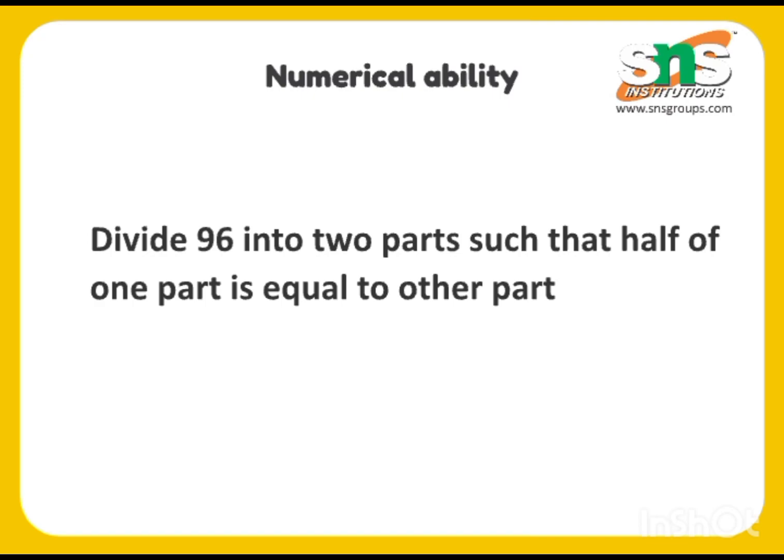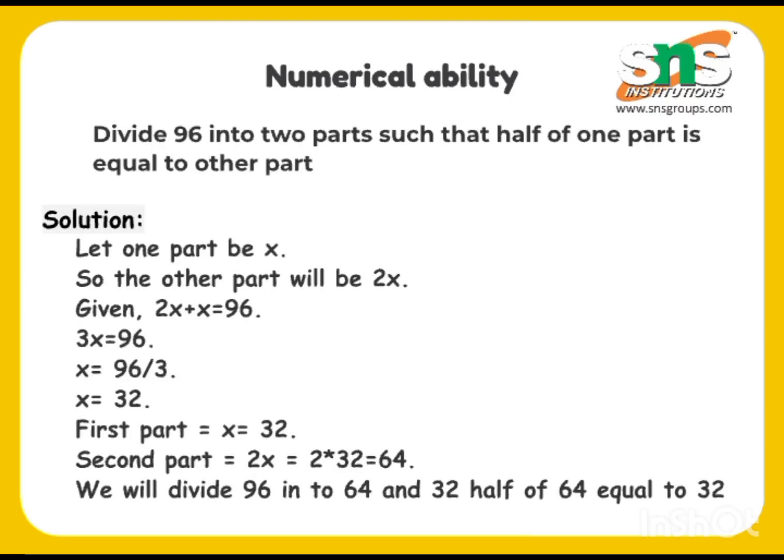Divide 96 into two parts such that half of one part is equal to the other part. This statement is as simple as that. Let us take one part as x. The other part will be 2x, because when you say that it is half of one part, it will be twice of the other. So the given question will be 2x plus x is equal to 96. So 3x is equal to 96, so x will be 96 by 3. Now your value of x will become 32.